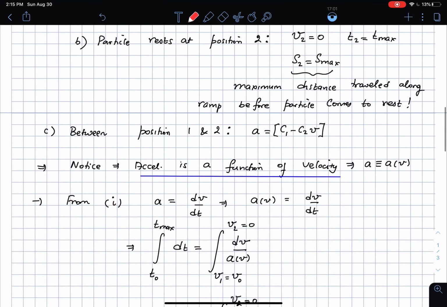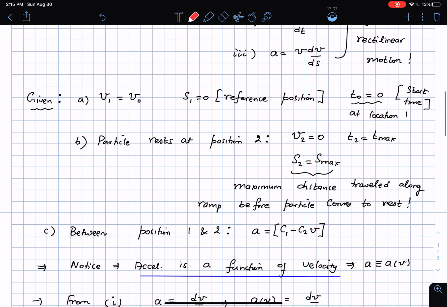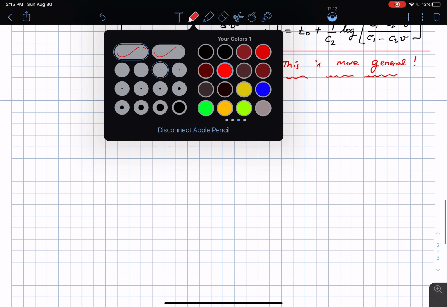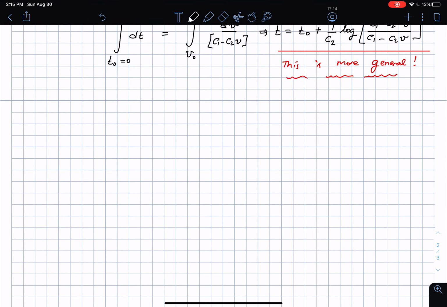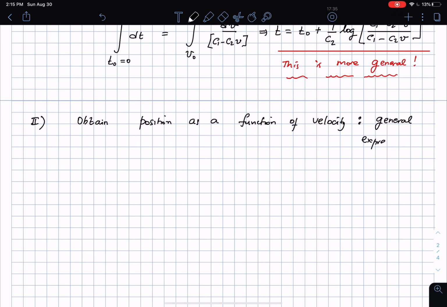The next part of the problem is I also need to find the position at location 2. Okay, so here is what I do next. Let me call this part 2: obtain position as a function of velocity. This is going to be a general expression. Okay, here is how you do it. You know that acceleration is a function of velocity.